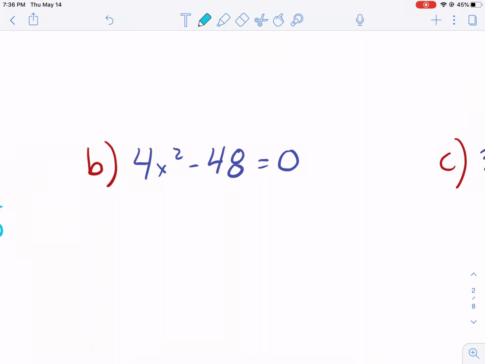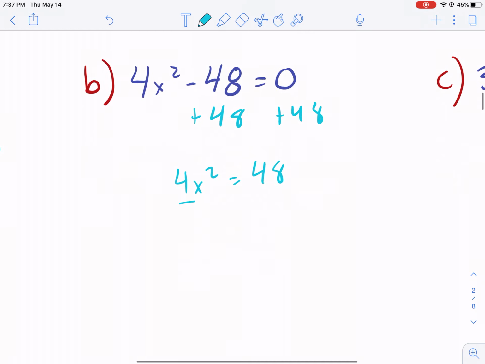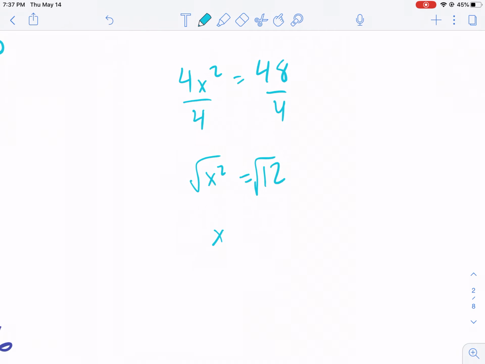Now the key is here, look, we have 4x squared minus 48. Looks a little difficult, but what we should do is essentially inverse operations. We need to move everything over to the other side. So we have 4x squared equals 48. We divide by 4. We get x squared equals 12. And then we take the square root of that. This gives us x equals plus or minus, there's a positive version and a negative version, and then we have the square root of 12.